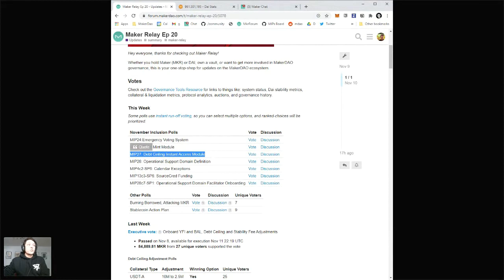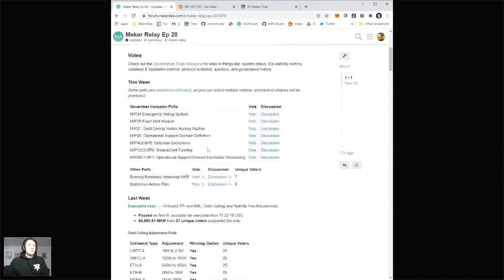So if we were to propose a debt ceiling adjustment, we would pretty much be able to do it as quickly, with no delay, whenever we want. So this is a very useful tool for governance. It helps us be more agile.